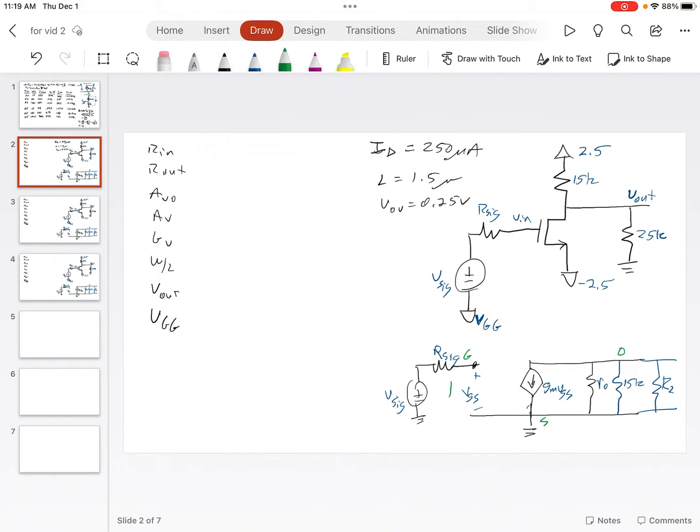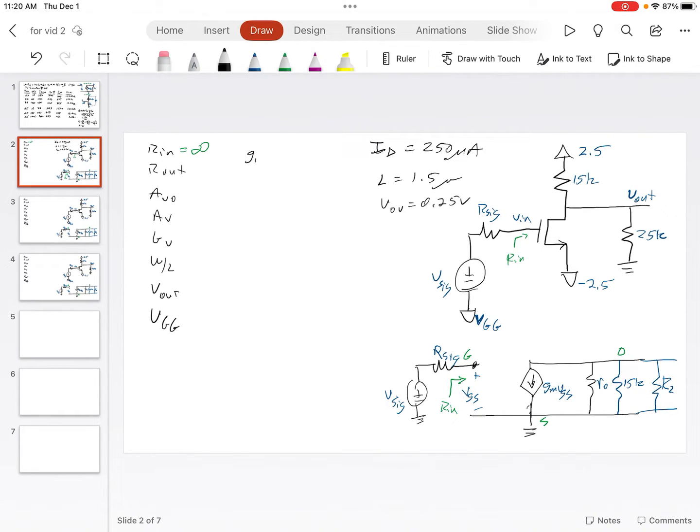Now with that, first off, we can just see the R in is right here. It's what the signal generator sees, and that's an open circuit, so R in is equal to infinity. R out is a little trickier. We need to know this value here of R naught. So we've got to find that.